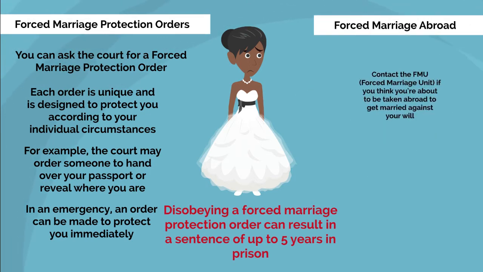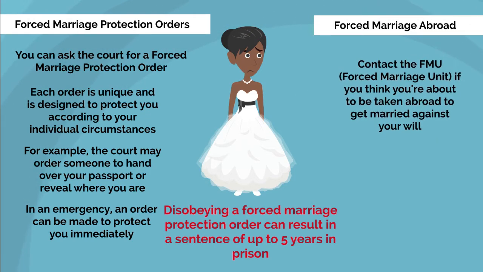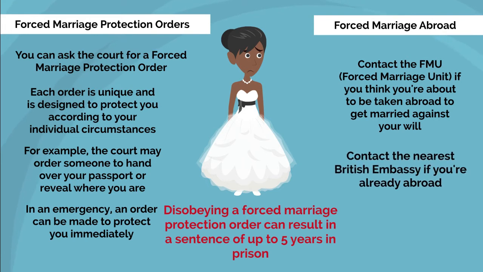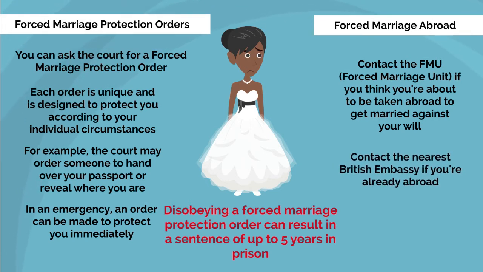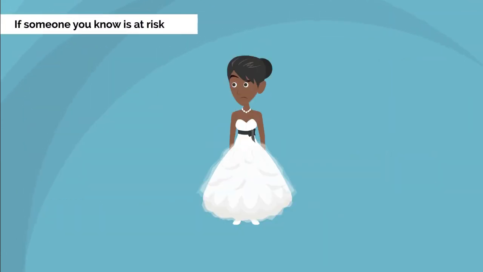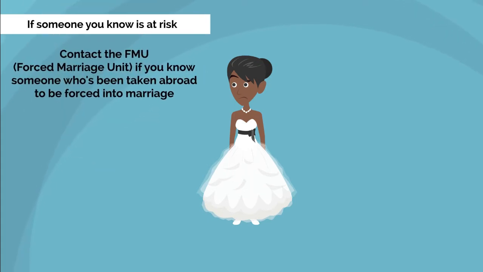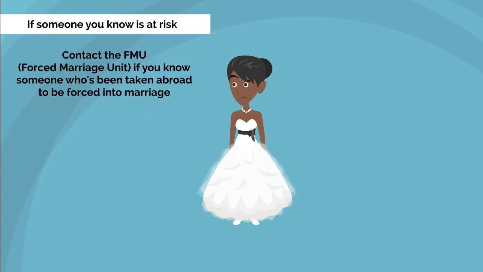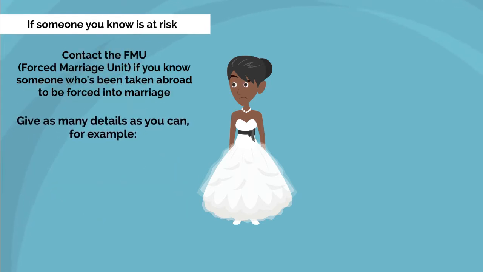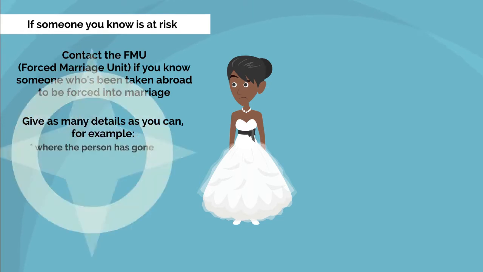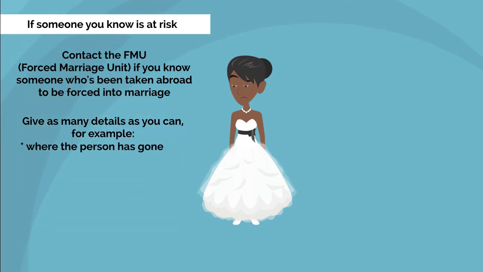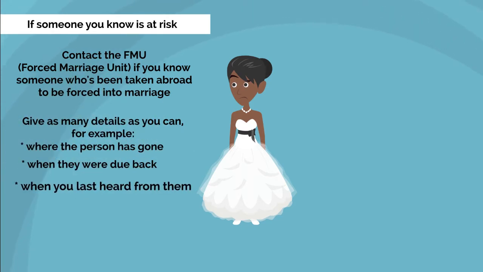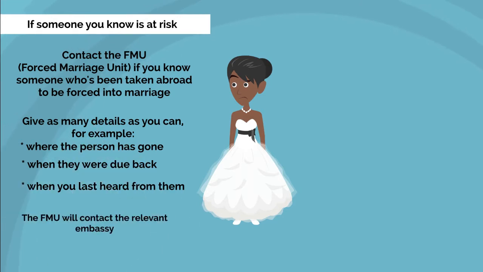Forced marriage abroad. Contact the FMU, Forced Marriage Unit, if you think you're about to be taken abroad to get married against your will. Contact the nearest British embassy if you're already abroad. If someone you know is at risk, contact the FMU, Forced Marriage Unit, if you know someone who's been taken abroad to be forced into marriage. Give as many details as you can, for example, where the person has gone, when they were due back, when you last heard from them.